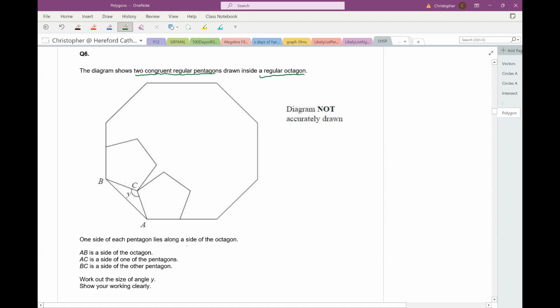One side of each pentagon lies along the side of the octagon. Yes, I can see that. AB is a side of the octagon. That's this side, and it's one of the sides of this octagon here, isn't it? Okay, so I understand that.